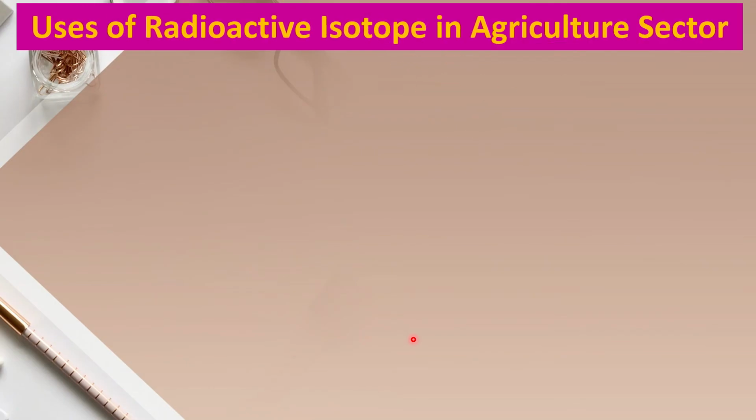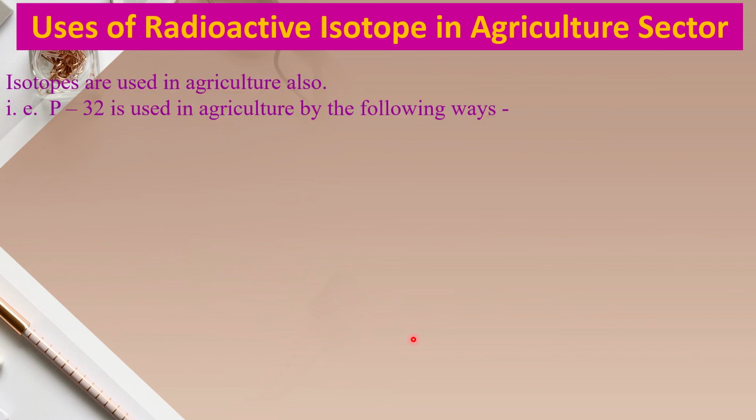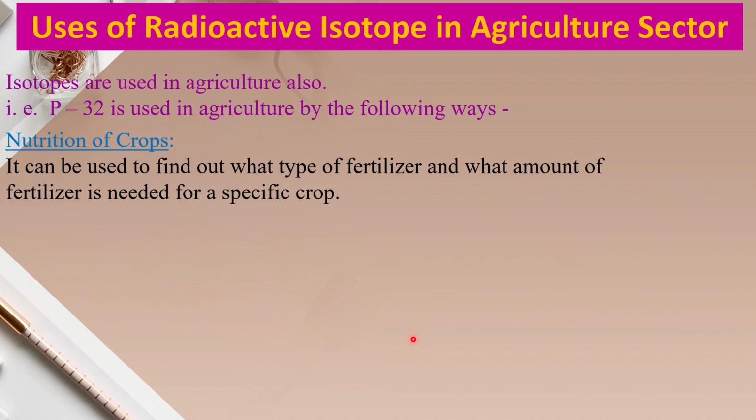Now, uses of radioactive isotope in the agriculture sector. Isotopes are used in agriculture also. For example, phosphorus-32 is used in agriculture in the following ways. Nutrition of crops. It can be used to find out what type of fertilizer and what amount of fertilizer is needed for a specific crop.